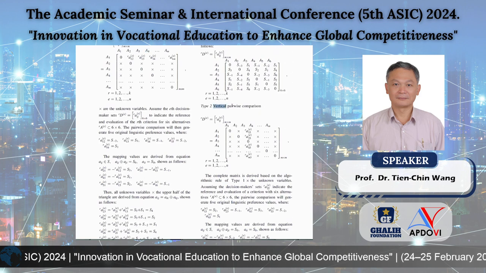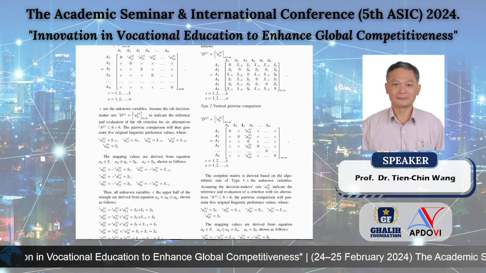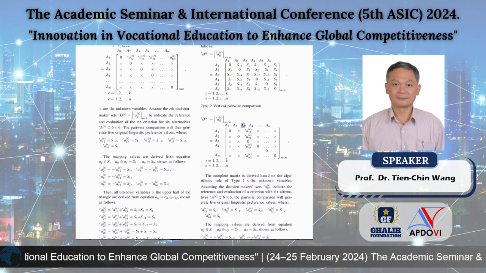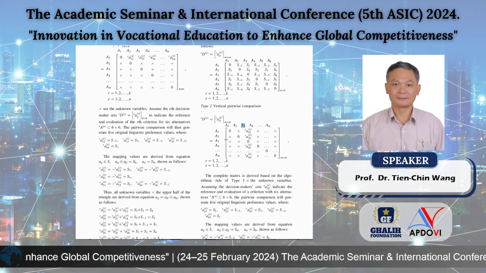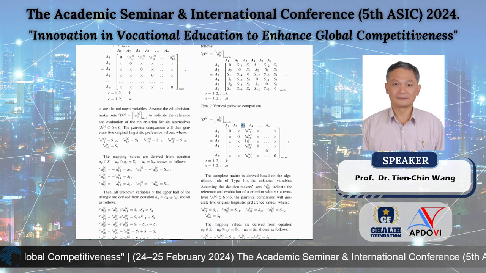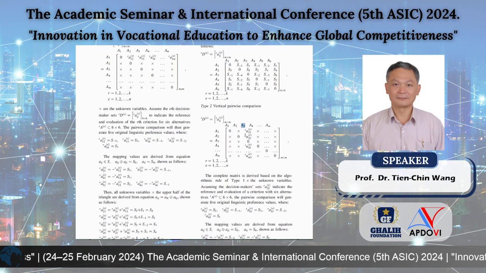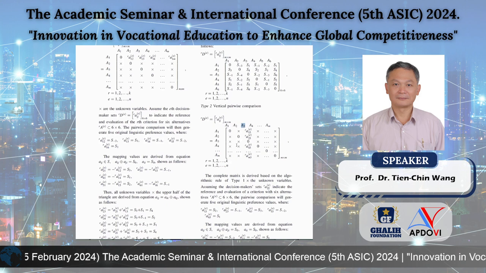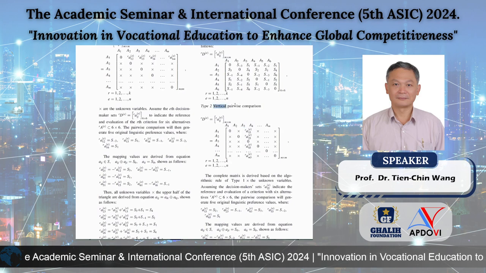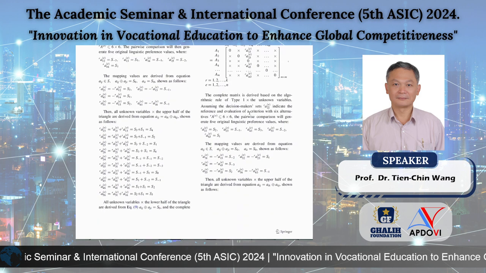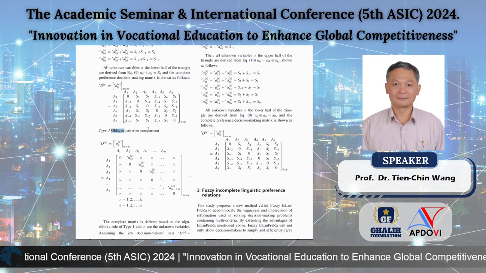The second is vertical pairwise comparison. What is vertical? Suppose you stand on alternative A3, and A3 compares with A1, A3 compares with A2, A3 compares with A3, which is the same, so it is zero. A compared with A is zero. And A3 compares with A4, A3 compares with AM. So this is vertical pairwise comparison. And the third is oblique pairwise comparison.